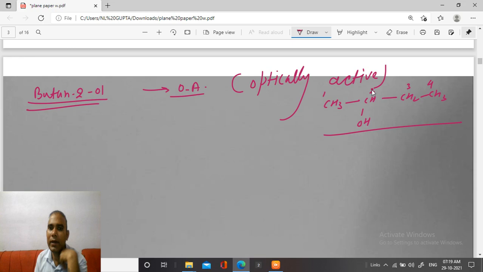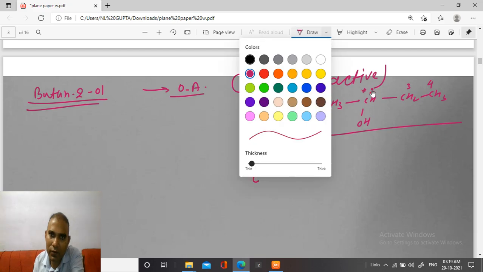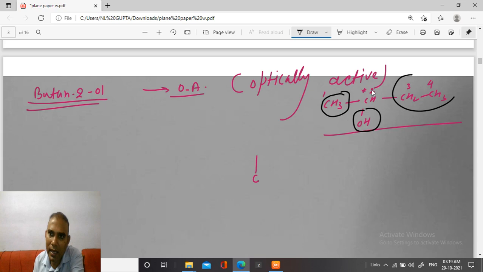Now let us try to draw the structure. Here is C. This is the asymmetric carbon. Why? Because if you see this carbon, student, here is a CH3 group, a different OH group, a different ethyl group, and a different hydrogen. So here I am mentioning OH and H, then we can have CH3, and here is C2H5.